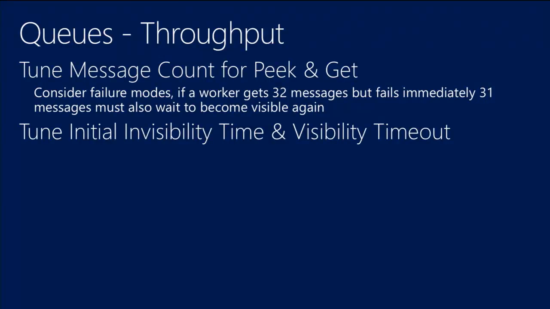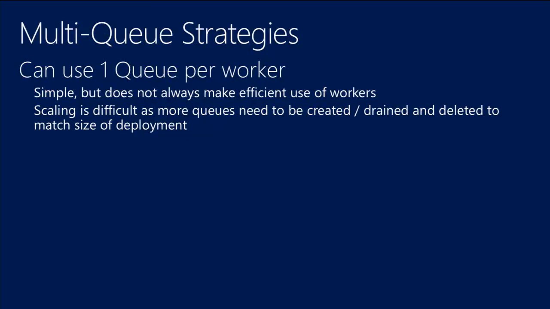You want to tune the invisibility time and the initial invisibility time as well. So you can detect how soon messages reappear in a queue. The shorter that period of time is, the more responsive your server has to be to go and make sure these things are deleted or updated. And then use multiple queues. So for multiple queues, we have a couple strategies.